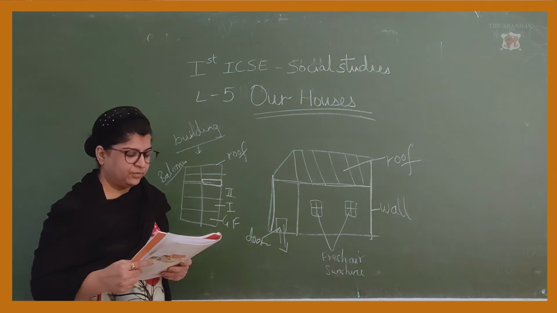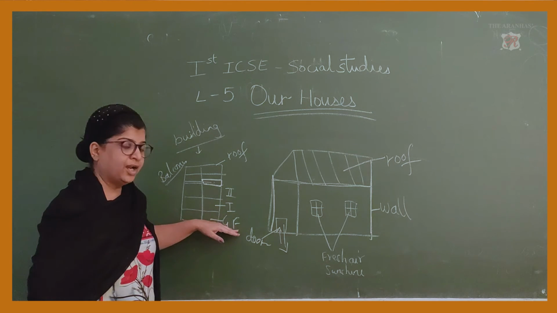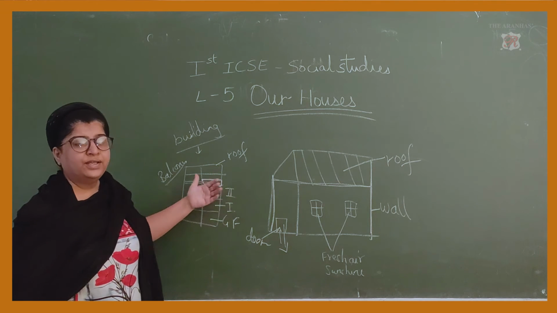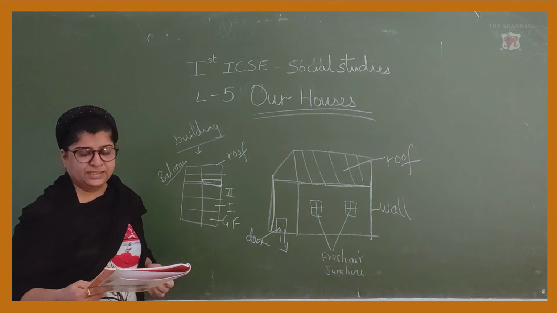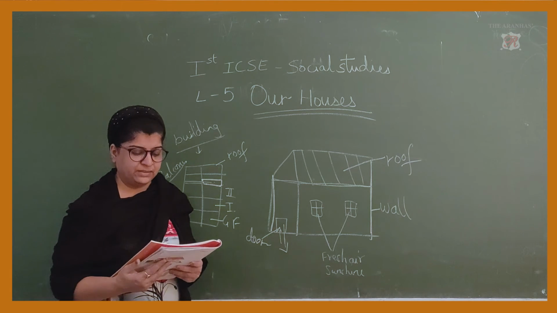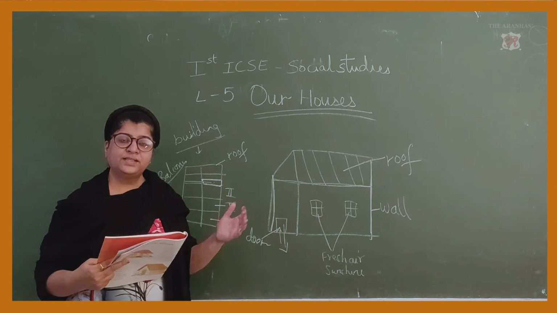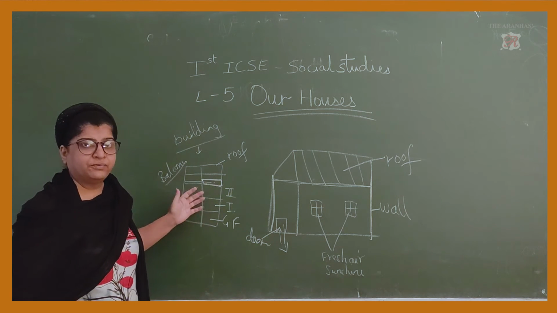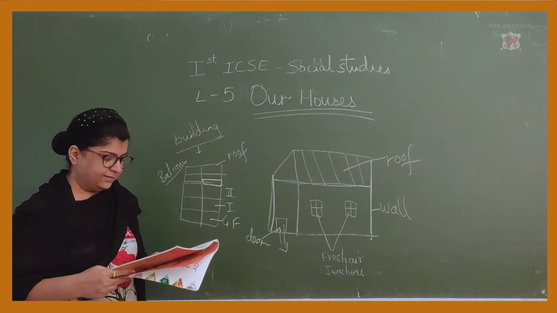Floors above the ground have a balcony. So the ground floor doesn't have a balcony, but the first and the second floor always have a balcony. You can see it on your page number 23. So this was the topic about houses and the different types of houses which we live in.